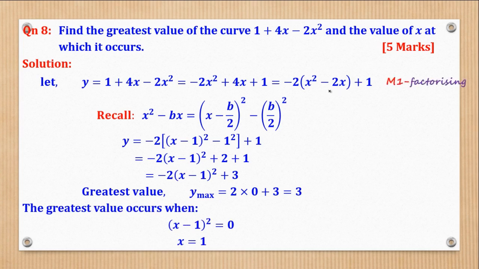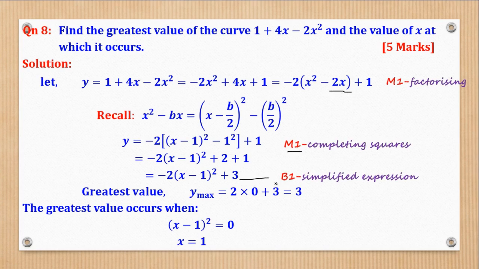So M1 was for factorizing, M1 for completing squares, then simplified output, then the greatest value, stating it, and also stating the value of x. And that's how we could get the 5 marks.